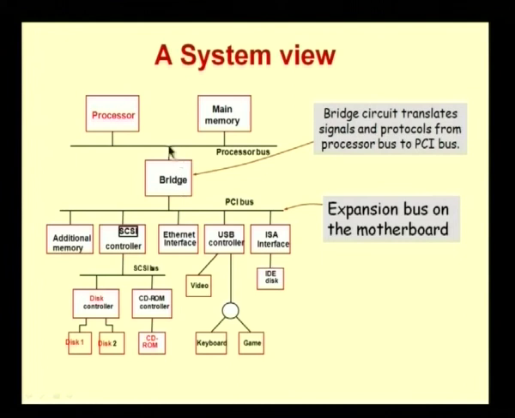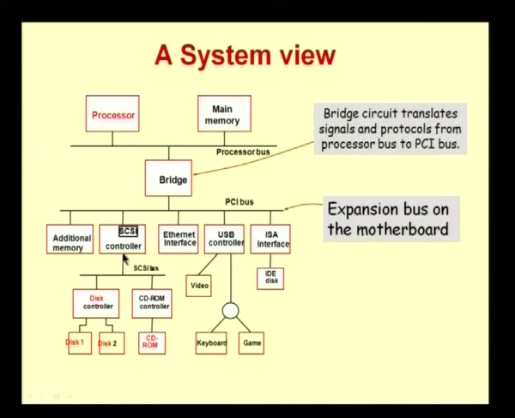So, we have a bridge here. This bridge on one side connects to the processor bus and the other side connects to the PCI bus. So, you can see that the PCI bus is the standard that is being used over here, and to this PCI bus you can have additional memory connected, you can have different controllers that are connected. The configuration that we are looking at here is that we have a SCSI controller that is connected to this PCI bus and also a USB controller connected to the PCI bus.